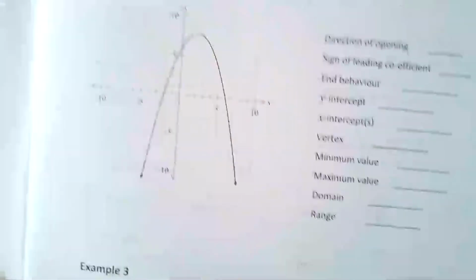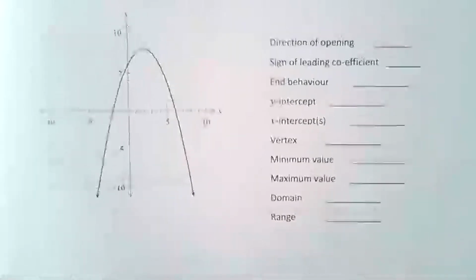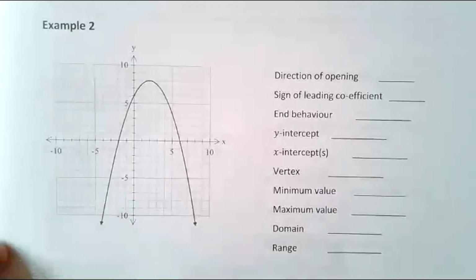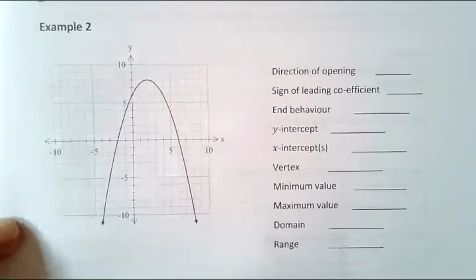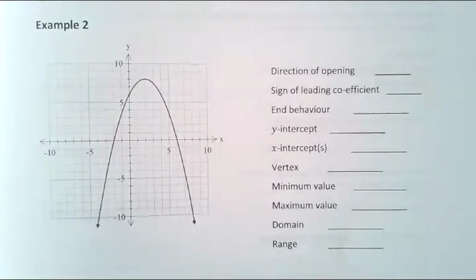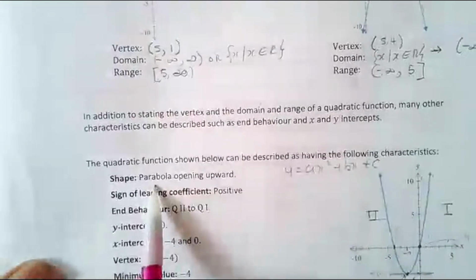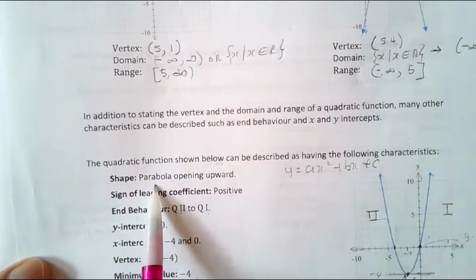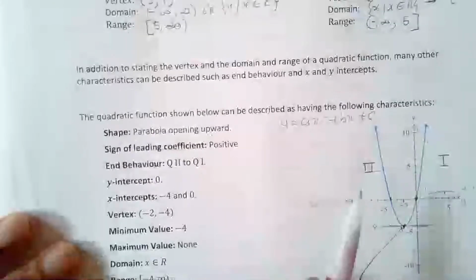So in this case, you don't need your equation because the graph is given. We're just looking at how to describe these functions. Now the first one, the direction, and you can use this as a guide. The parabola is up or down.